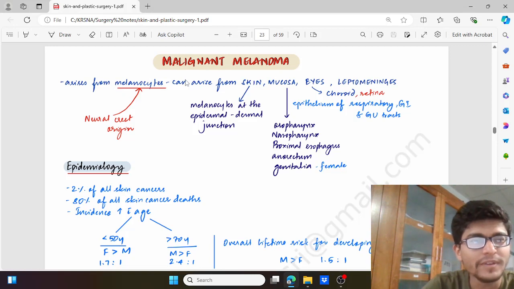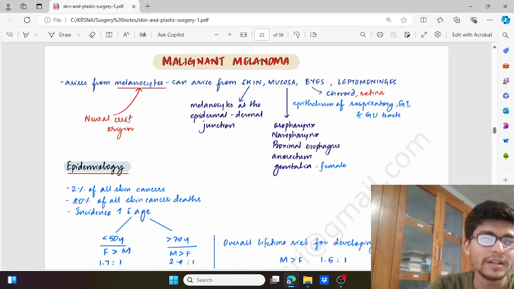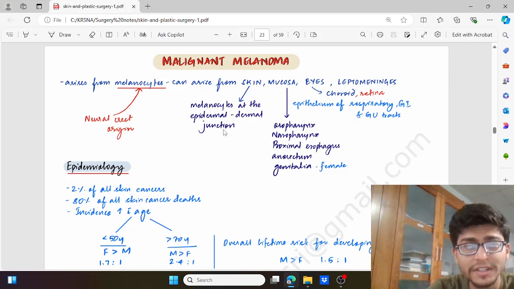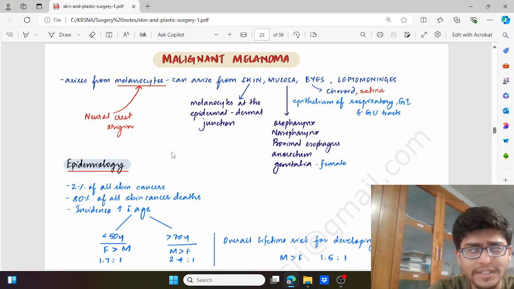So malignant melanoma arises from melanocytes, which are cells in the skin, mucosa, eyes, and leptomeninges. These melanocytes arise from the neural crest, that is the embryological origin. In the skin, it is present at the epidermal-dermal junction. Mucosa could be the oropharynx, nasopharynx, proximal esophagus, anorectum, and genitalia in females. In the eyes, it is the choroid or retina, and also the leptomeninges. So mucosa means the epithelium of the respiratory, GI, and GU (genitourinary) tract. So it can arise from any of these sites.